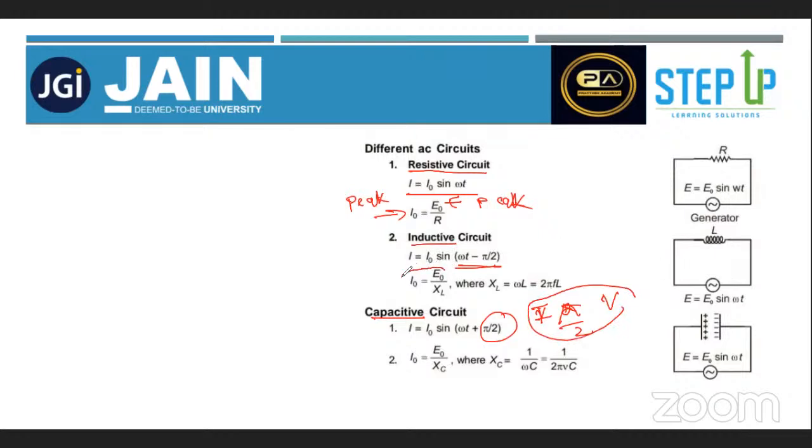What is important here is that I naught is calculated by E naught by XL, where XL value is omega L, and omega can also be written as 2 pi F, so 2 pi FL. Same for capacitive circuit, E naught by XC, where XC is written as 1 by omega C, where omega is equal to 2 pi nu. Just substitute the value of omega.